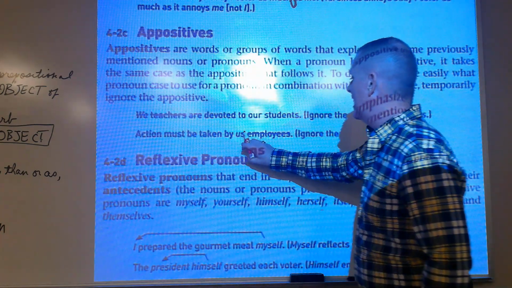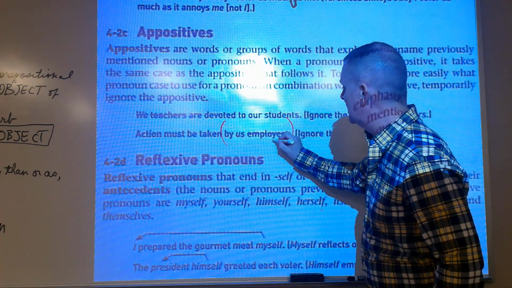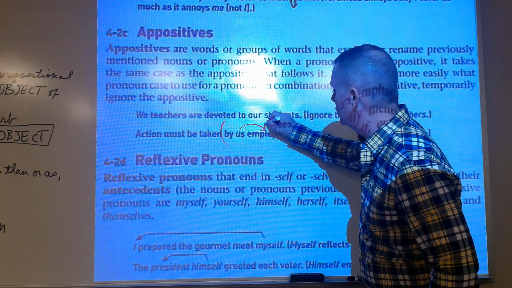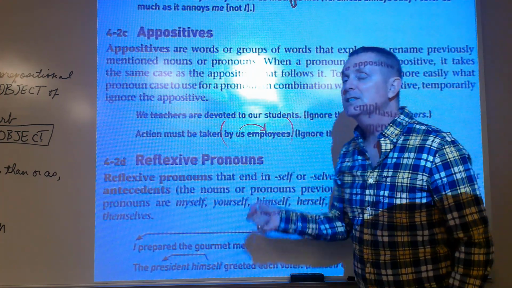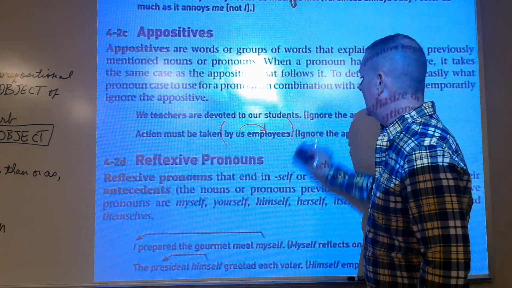Action must be taken by us employees. Well, this is the object of a preposition. Since this is the object of a preposition, then the pronoun referring to its appositive must be in the objective case: me, us, you, him, her, it, them.